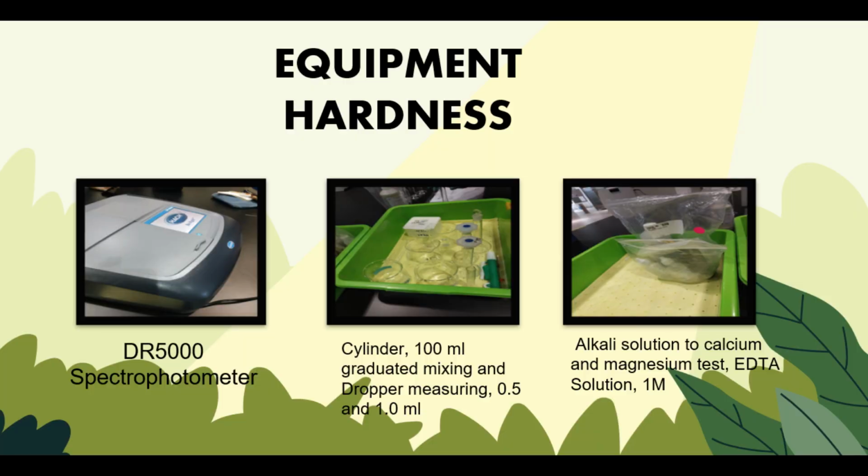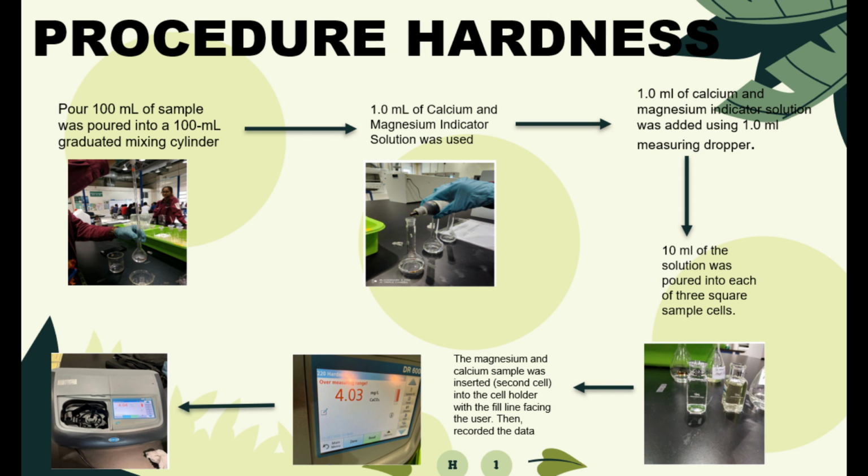First, pour 100 ml of sample into a 100 ml graduated mixing cylinder. 1 ml of calcium and magnesium indicator solution was added. The stopper was put on the mixing cylinder, and the cylinder was inverted several times to mix. Then 10 ml of the solution was poured into each of 3 square sample cells.